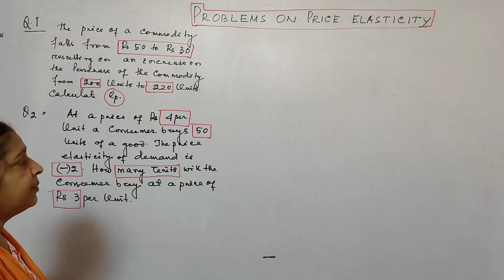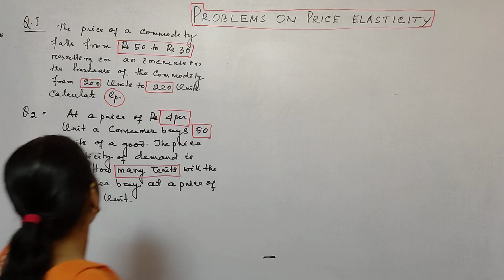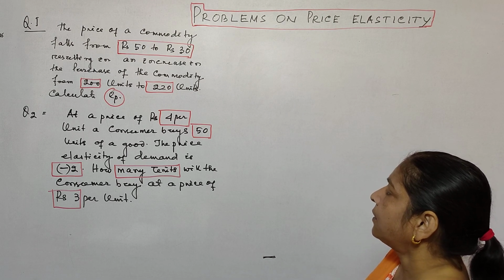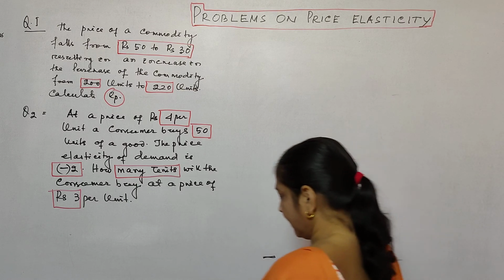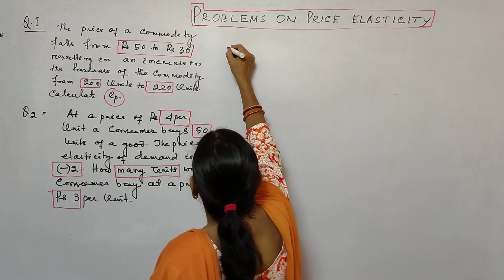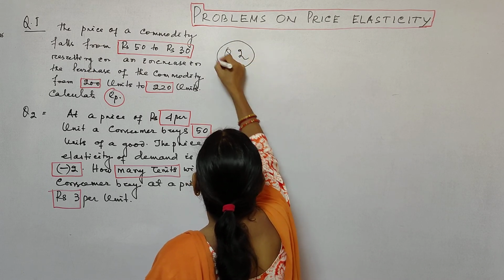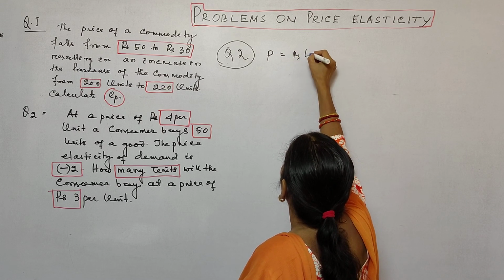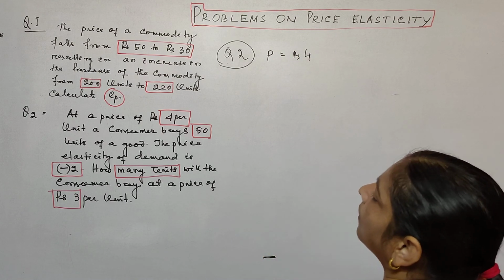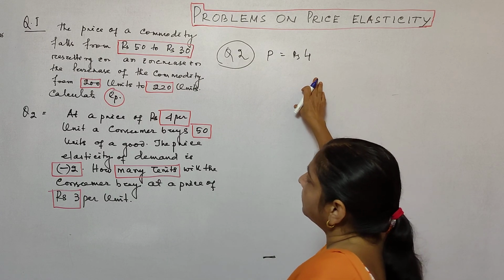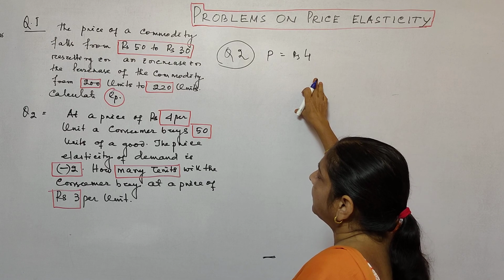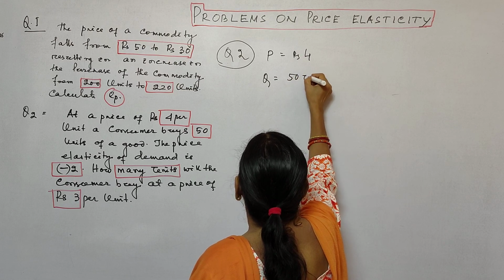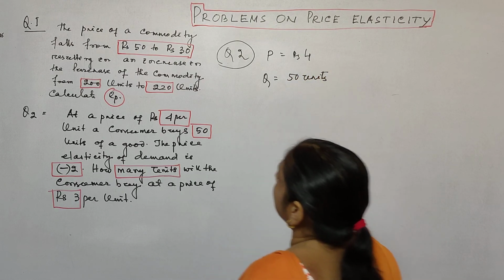What is the information given to us here? The initial price is rupees 4 per unit. So the initial price, P, is equal to rupees 4. With this price, the consumer buys 50 units of a good. So Q is our 50 units.